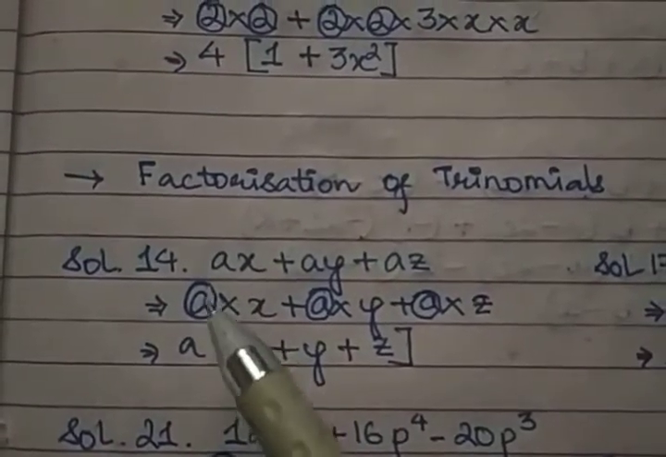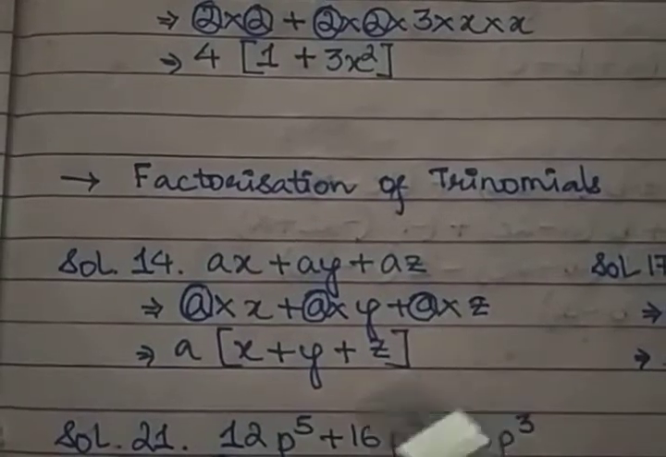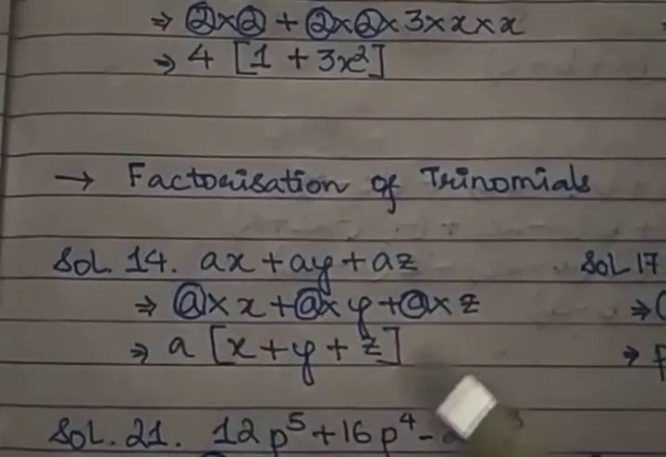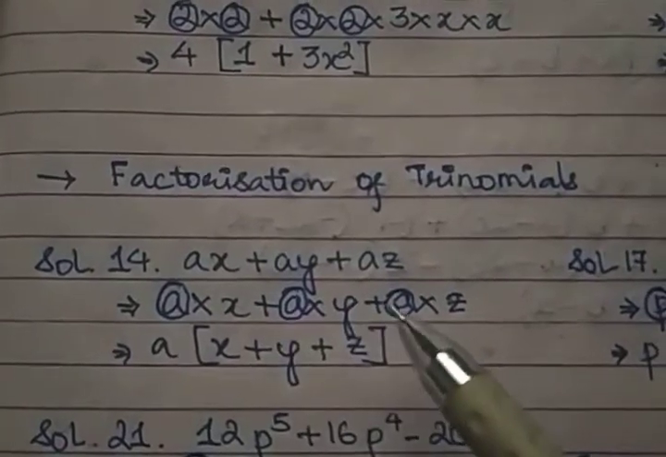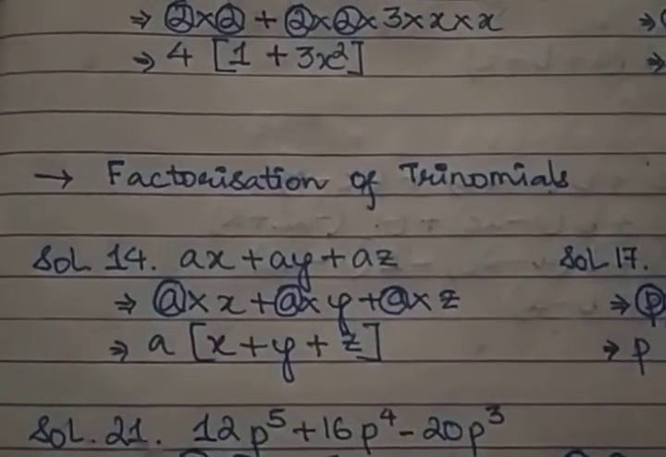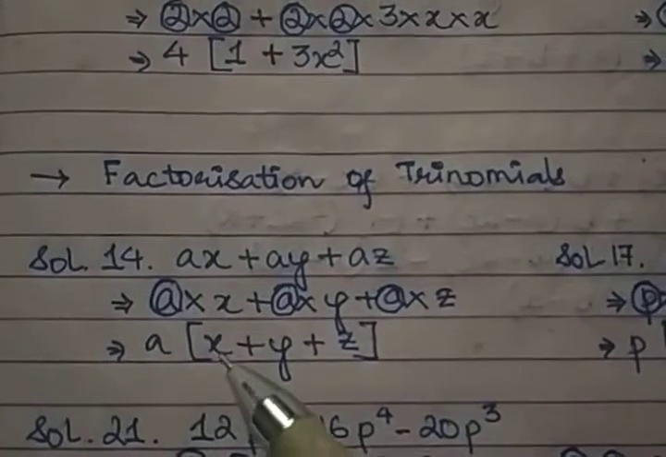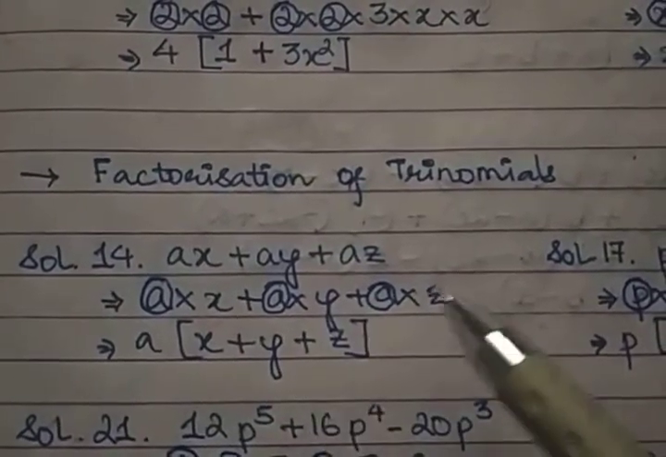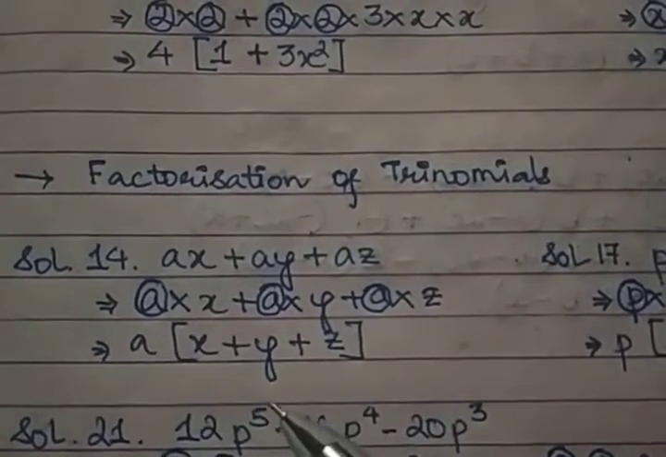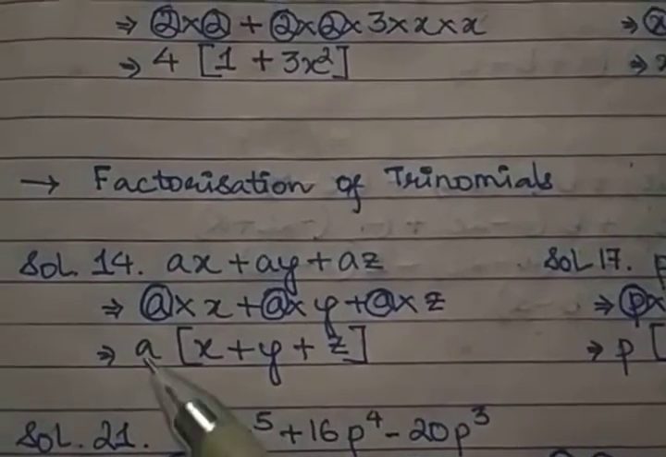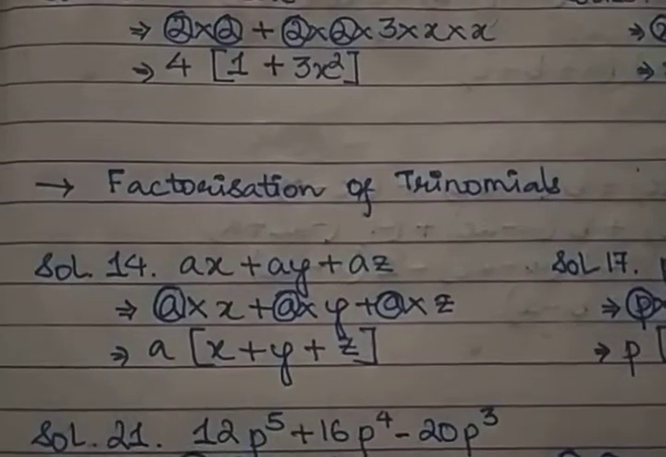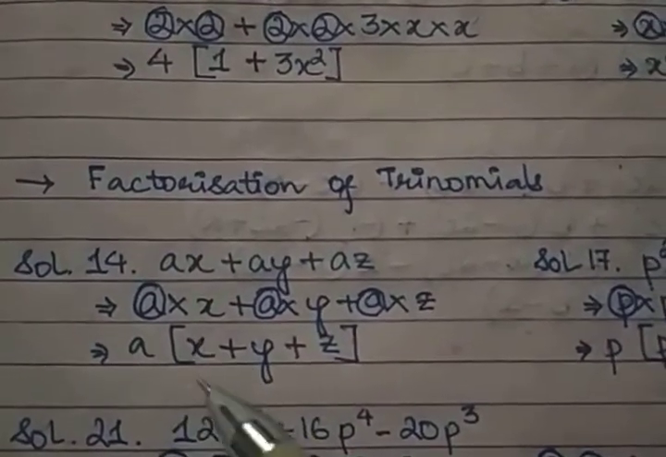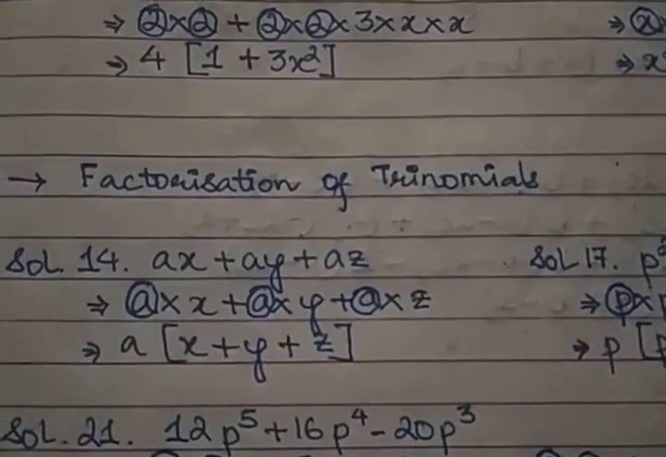What do I see? I see a as common from all the 3 terms. See, first term, second term and third term, I have marked it within the circle, isn't it? So if I take a as common from all the 3 terms, what's left from the first term? x. What's left from the second term? y. What's left from the third term? z, isn't it? The sign doesn't change because we haven't taken a negative as common. Therefore the answer is a within bracket x plus y plus z.